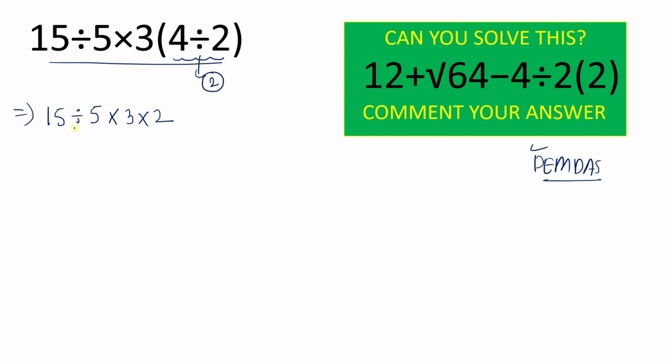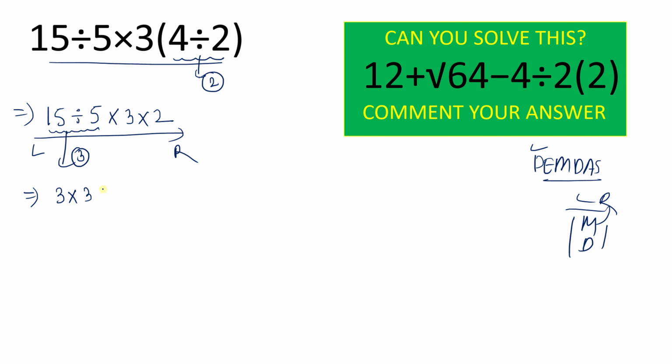Now, as we can see, all operations are division and multiplication, and as we know, multiplication and division have the same priority, so in that case we have to solve left to right. So we will use the left to right method, and first we have to solve this division part, which is 15 divided by 5, and this will give the result 3. So we can write 3 times 3 times 2, which equals 9 times 2, and 9 times 2 gives the result 18, which is the right answer for the first question.